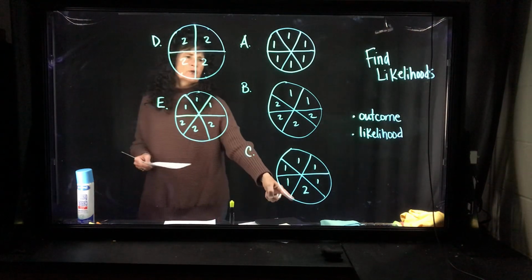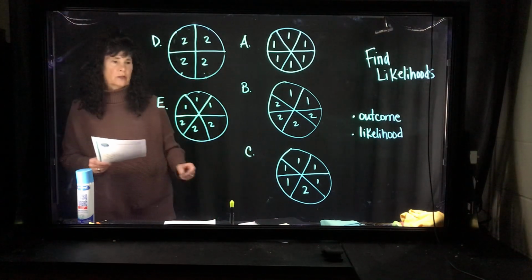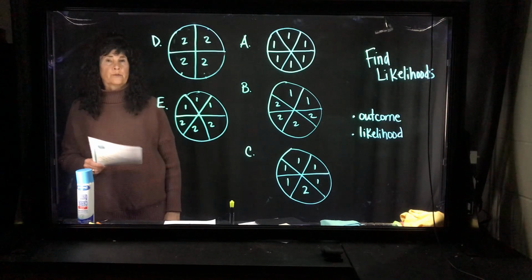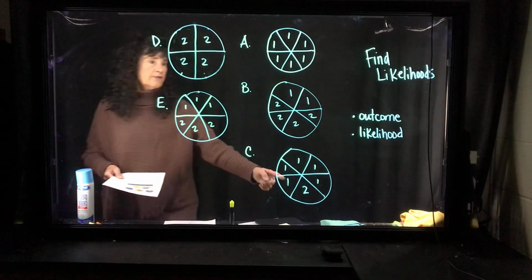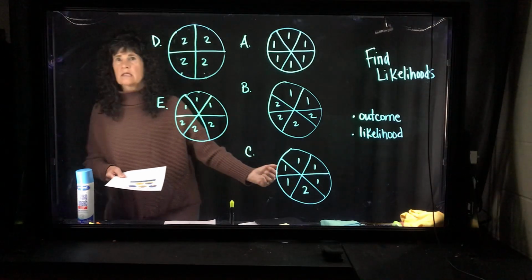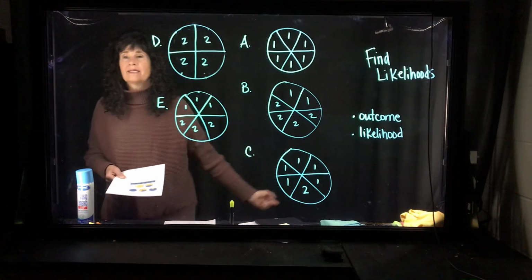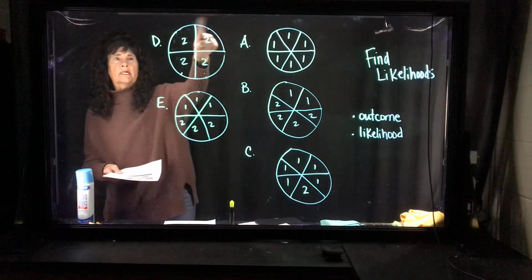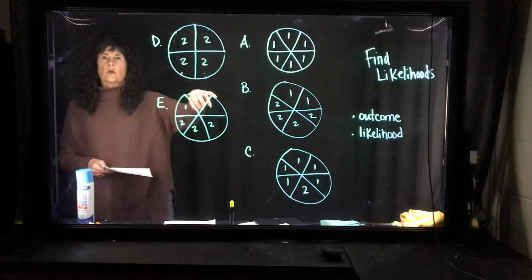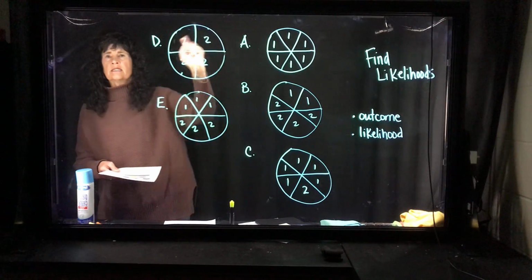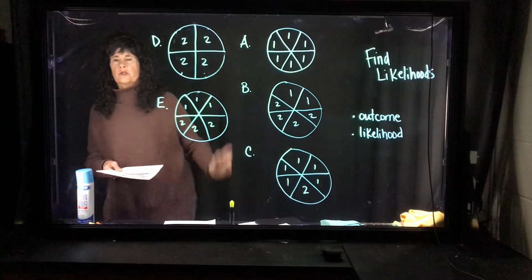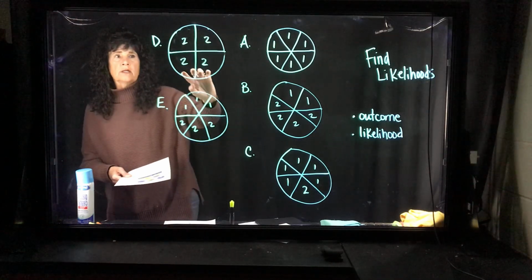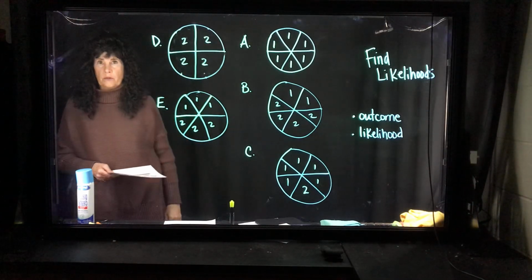What about here for C? What is the likelihood that if I had a spinner and I spun it, it would land on the number 2? Pretty unlikely, right? I've got 5 sections that are labeled number 1 and only 1 section labeled number 2. What if I look at this pie chart D? What is the likelihood if I had a spinner and spun it that I would land on the number 2? It's certain, right? That's the only choice that there is. It is certain that I would land on the number 2.